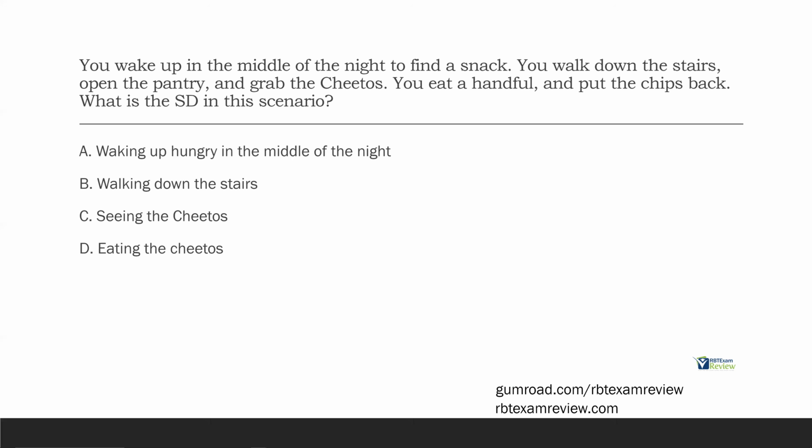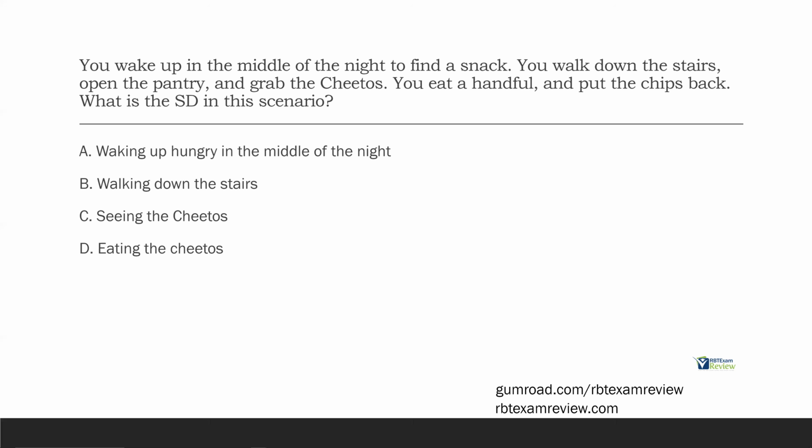Okay. Well, you waking up in the middle of the night to find a snack, because assumingly you're hungry or you want a snack, this is going to be the MO, right? This is going to increase the motivation for the snack. Just because you want the snack doesn't necessarily mean it's available. That's why waking up in the middle of the night to find a snack isn't the SD. Until something says, okay, now your snack is available, we don't have an SD.